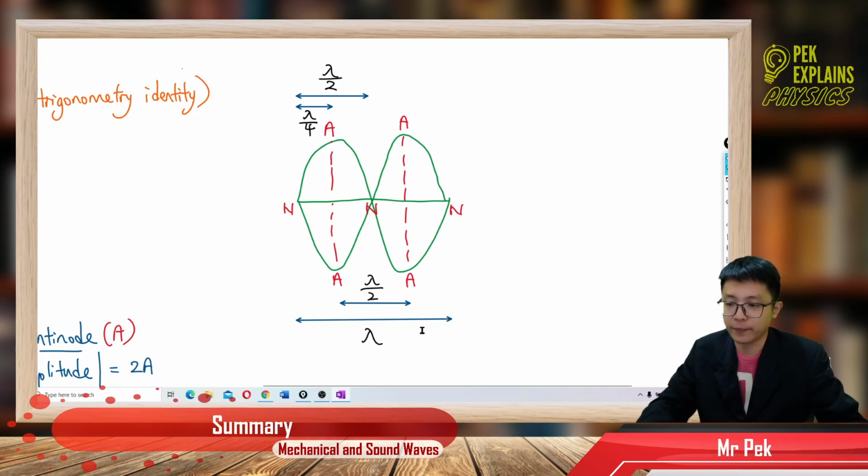This is one wavelength. Between node and node, it is half wavelength. Between antinode and antinode, also half wavelength. But between node and antinode, it is 1/4 wavelength. This is very important. Okay? Node and antinode is 1/4. Node and node is half wavelength. Antinode with antinode also half wavelength. Node and the second consecutive node is one wavelength.